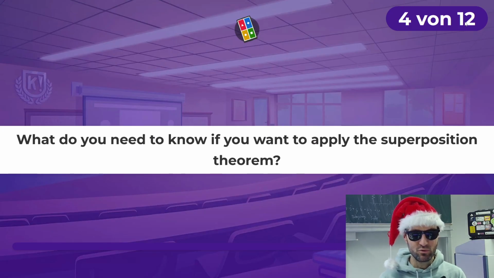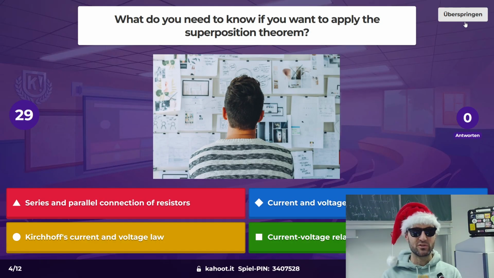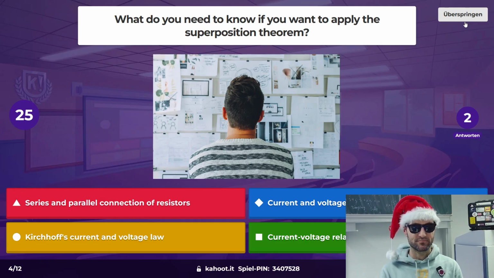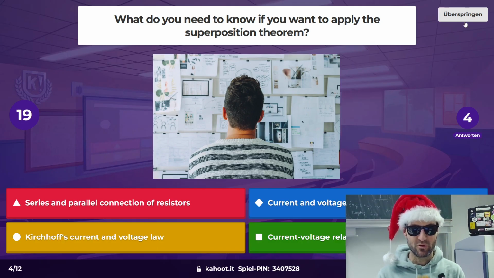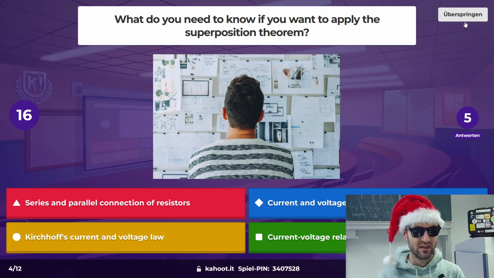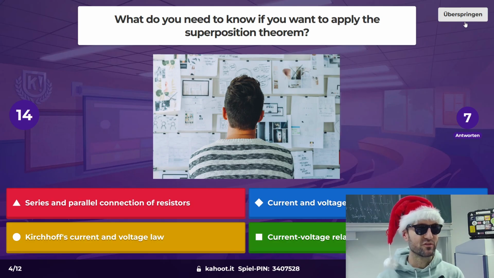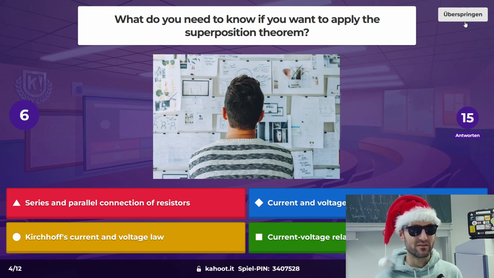What do you need to know if you want to apply the superposition theorem? Do you need to know about series and parallel connections of resistors? Do you need to know about the current and voltage divider rule? Do you need to know about Kirchhoff's current and voltage law, or the current and voltage relations and Ohm's law at the resistors?